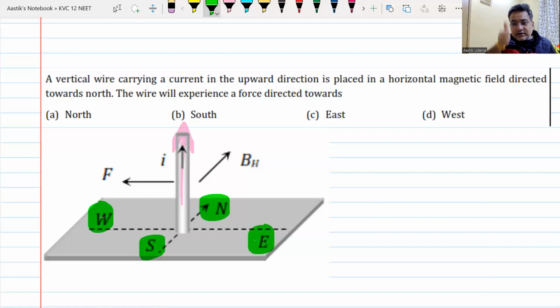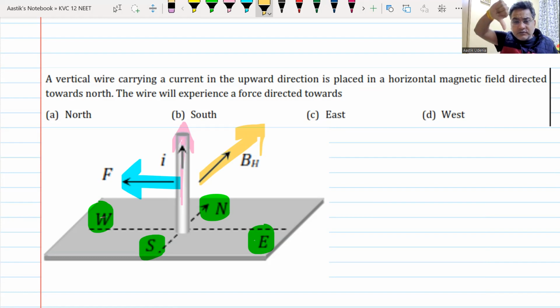Current or dL vector is in the upward direction. North is this way. Current is in the upward direction. North is this way. And you can see your fingers are pointing towards west. And that is the direction of magnetic force. Your magnetic field was directed towards north. Do we understand this, everyone? How we have done this? Yes or no? Great.